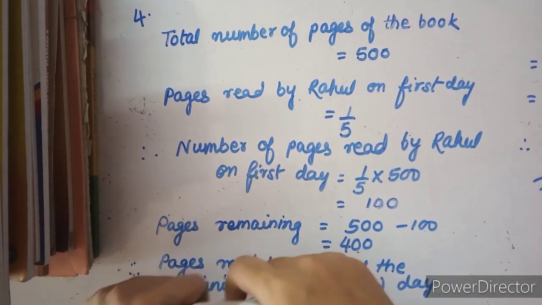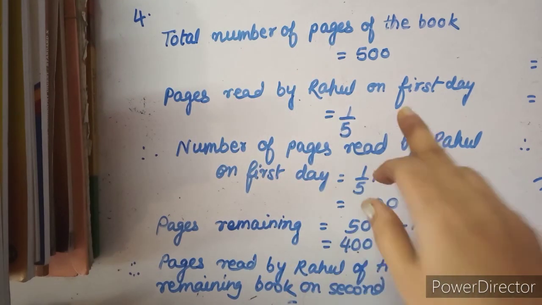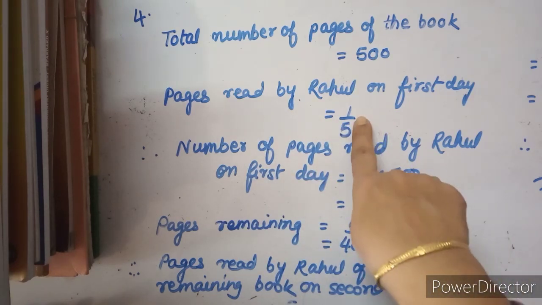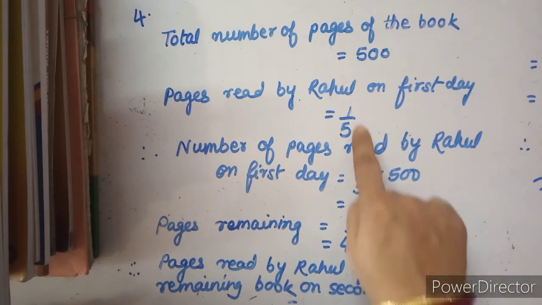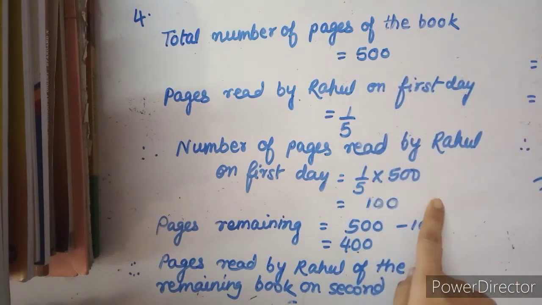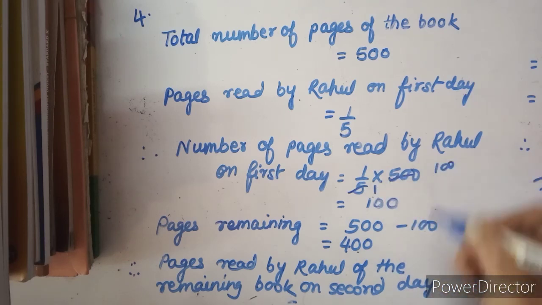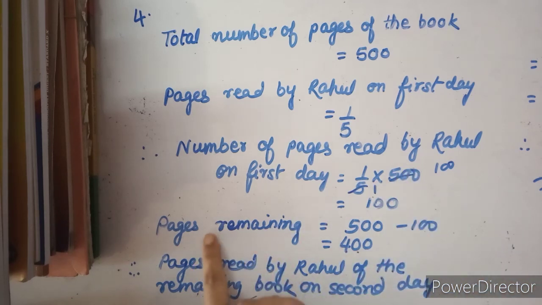Now see how we have written the statements, that is total number of pages of a book is equal to 500. Pages read by Rahul on first day, so 1 by 5. So number of pages read by Rahul on first day, so this 1 by 5th is of 500 pages. So he has read 100 pages. Now pages remaining out of 500, 100 he has read. That is why pages remaining are 400.